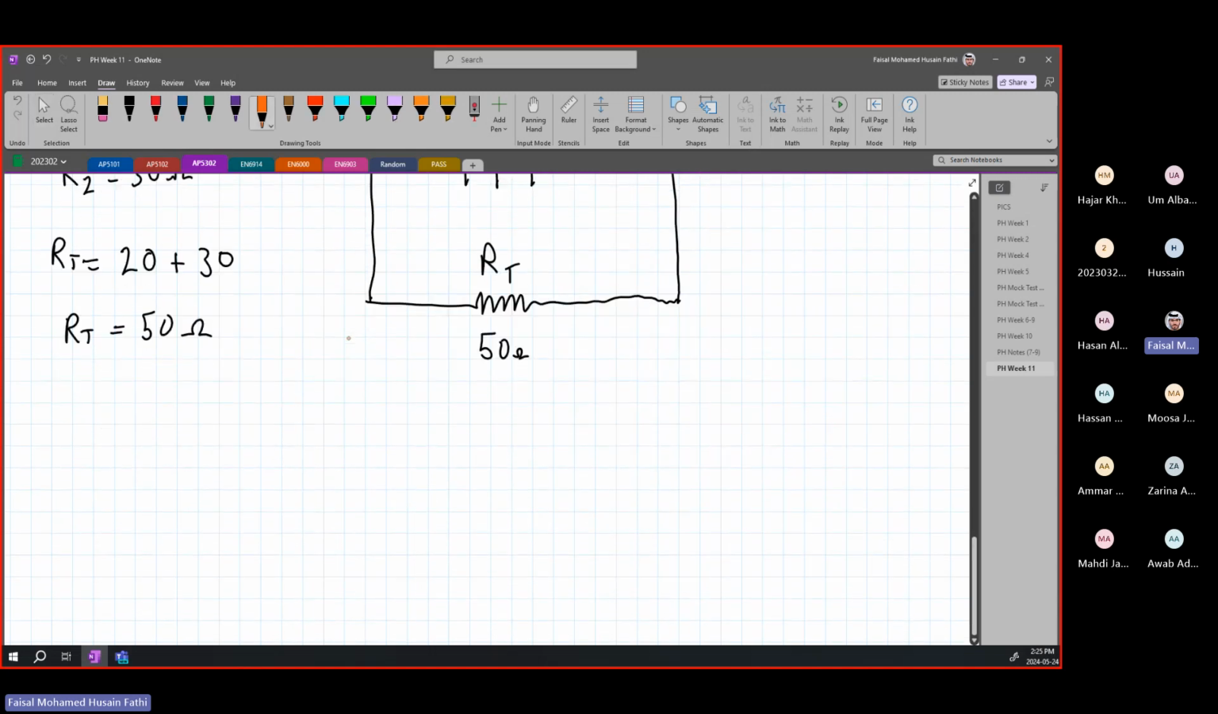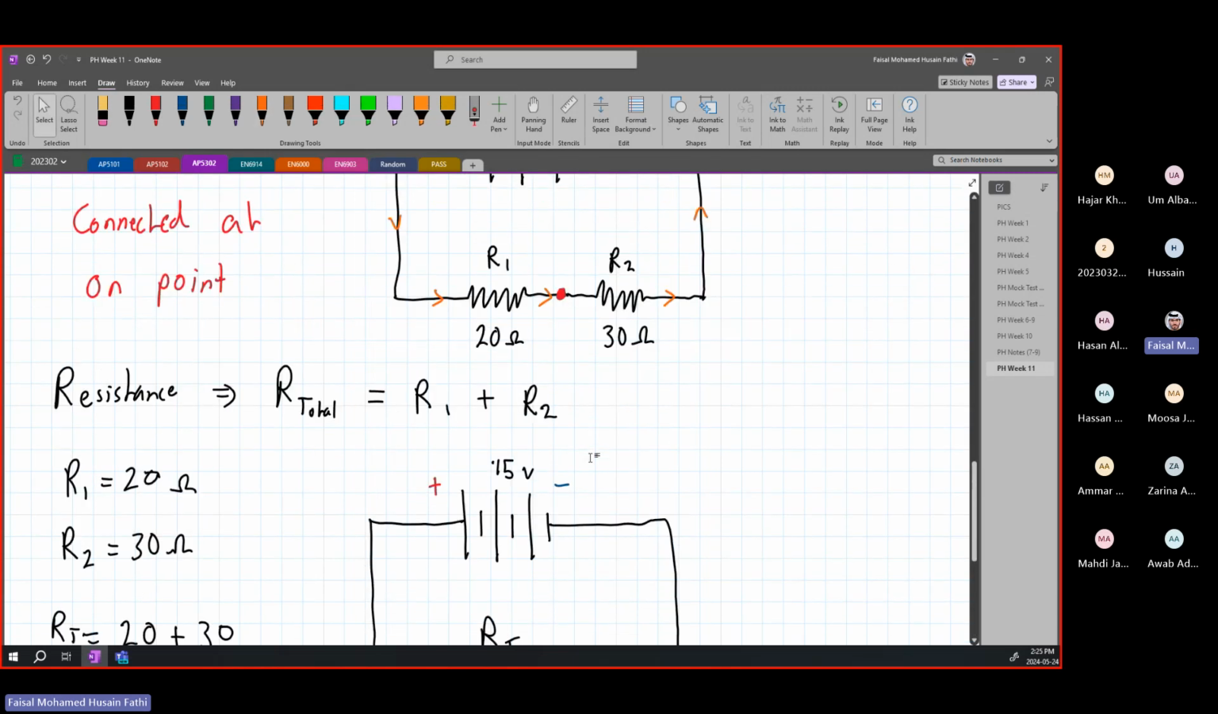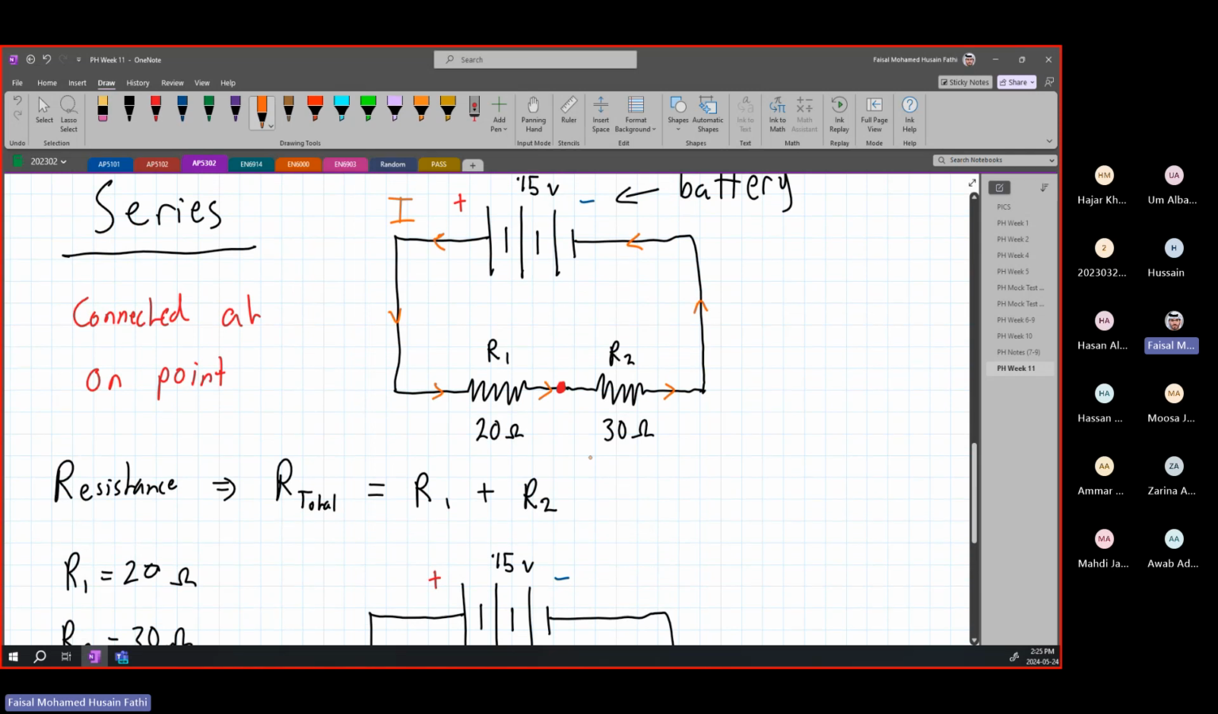So we can also say now that current I is equal to the current I1, which is also equal to the current I2. What does this mean? The current that is flowing through resistor 1 is the same as the current flowing through resistor 2, which is the same as the current that is flowing throughout the entire circuit.